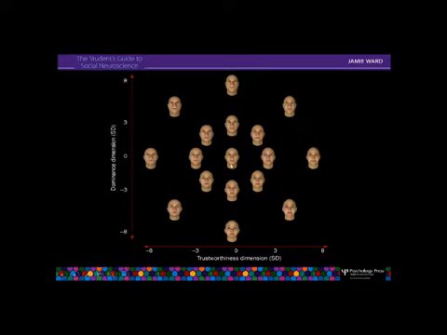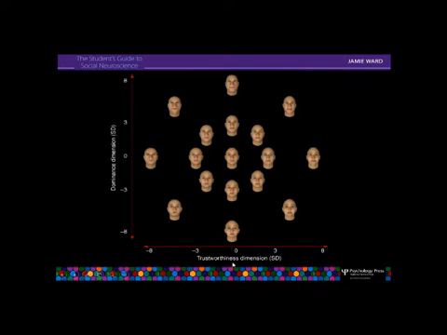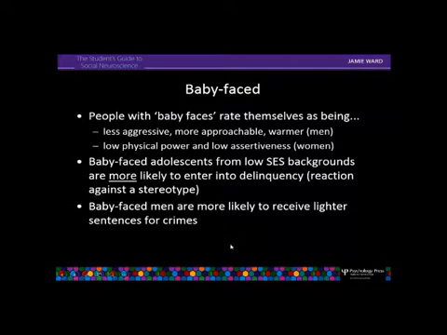But if we look at the person down here, our baby-faced person, if you take people who have baby faces and ask them to rate their own personality, men tend to rate themselves as being less aggressive, more approachable, kind of warmer, and women as having less physical power and less assertiveness. Again, where this is coming from, whether this is society enforcing this on them, isn't clear.